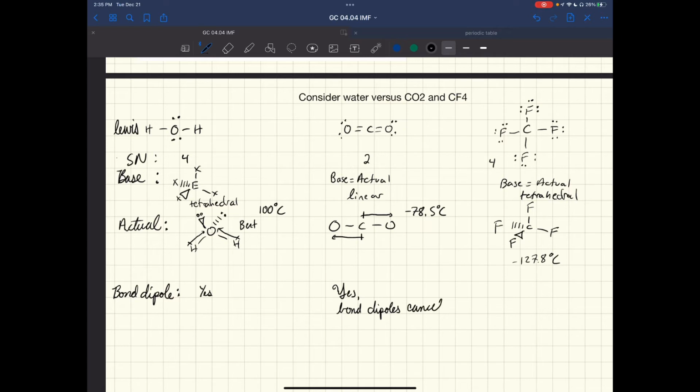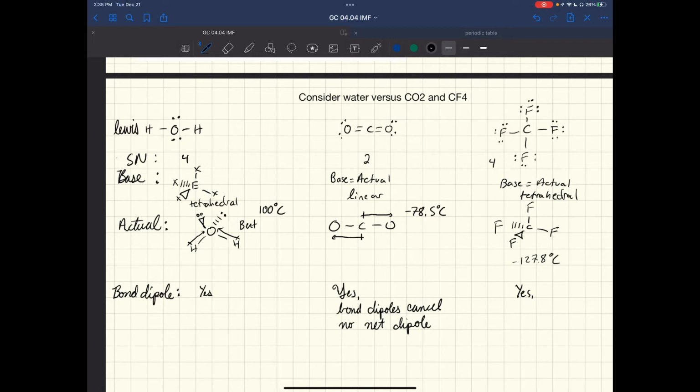And so we get no net dipole. Well, let's think about CF4. Okay, does CF4 have bond dipoles? Well, yes, again. So this is just getting crazy because all three of these have bond dipoles, but they have wildly different boiling points. And CF4 does also have bond dipoles.